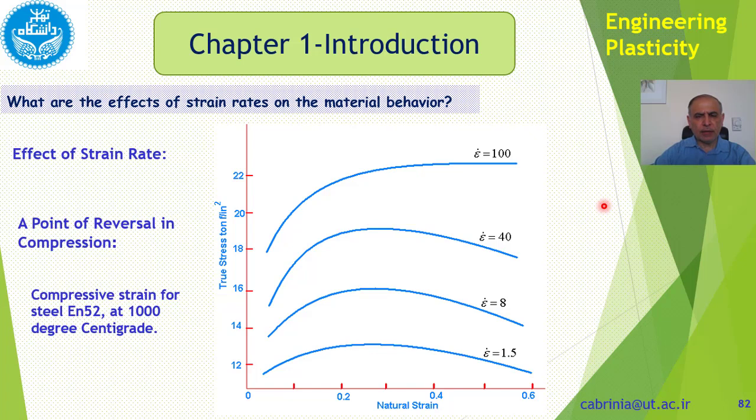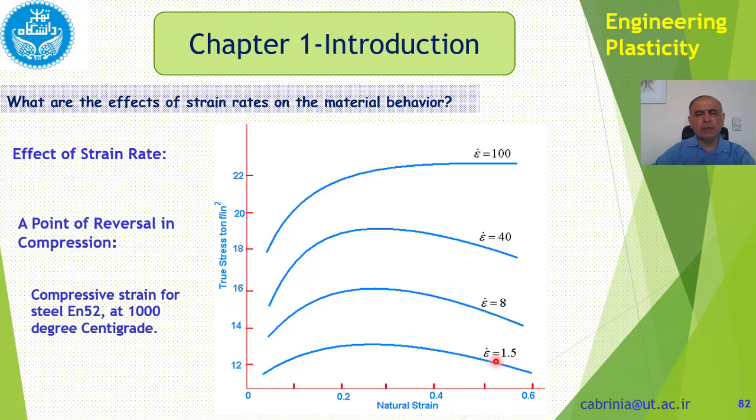What is the strain rate? The strain rate is the speed of loading, how fast we load the material. It is given by epsilon dot. Epsilon dot equal to 1.5 means this is per second.